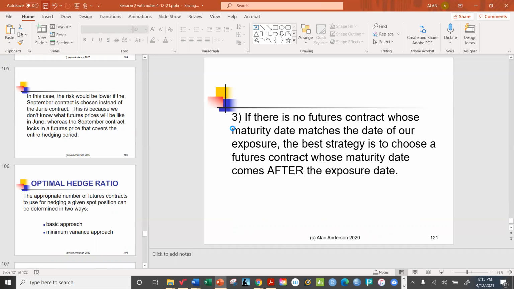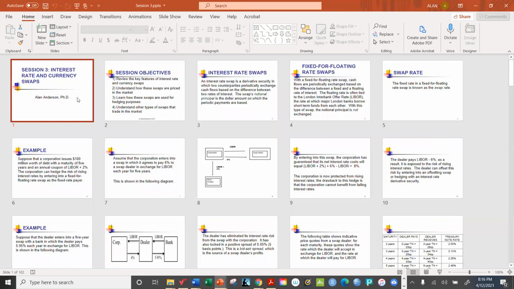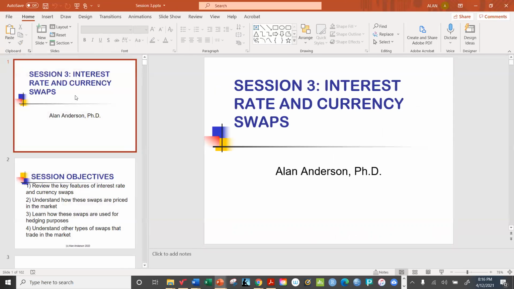So now it's a little early. Why don't we at least, like I said before, I knew this was a possibility, take a peek at what's coming up in the week 3 session notes. Here's a look, just to see what's coming up. Interest rate swaps and currency swaps. What exactly are we going to do in this 3rd session next Monday?